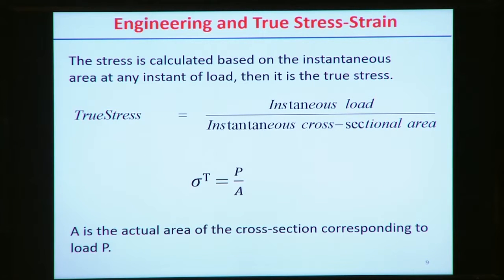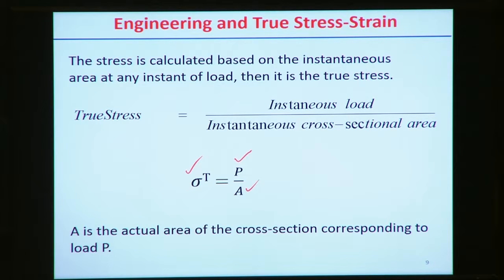Similarly, when we try to find out the true stress value, the true stress is defined by the ratio of the instantaneous load with respect to the instantaneous cross-sectional area. So sigma t, the symbol we have used here to represent the true stress, is P divided by area. P is the applied load and A is the corresponding area at a specific point.